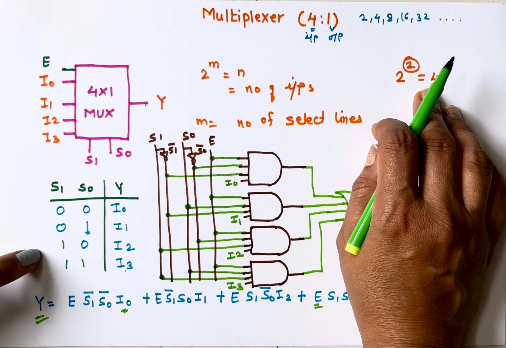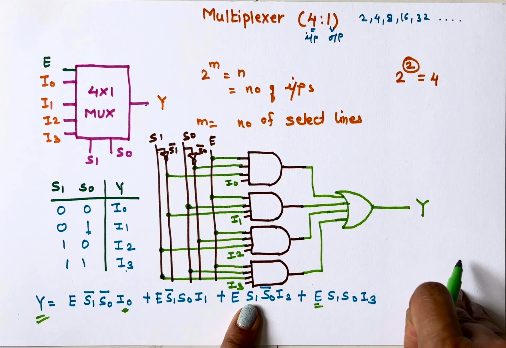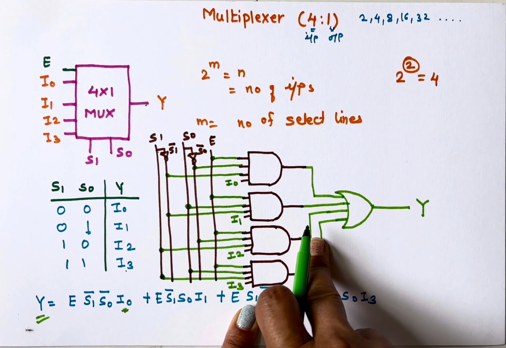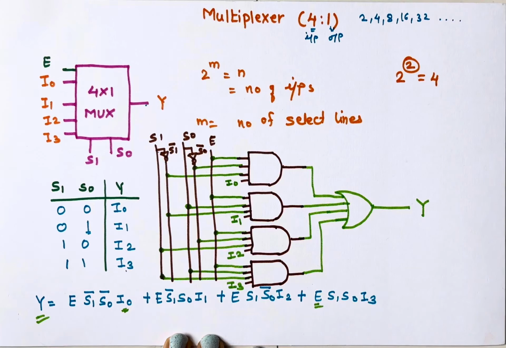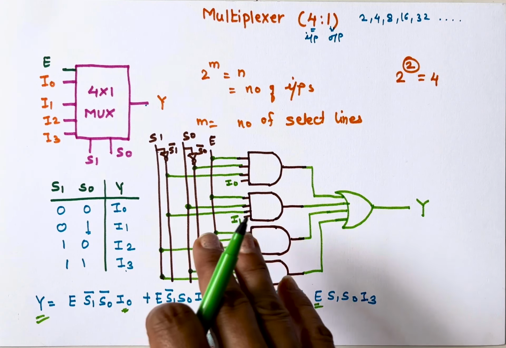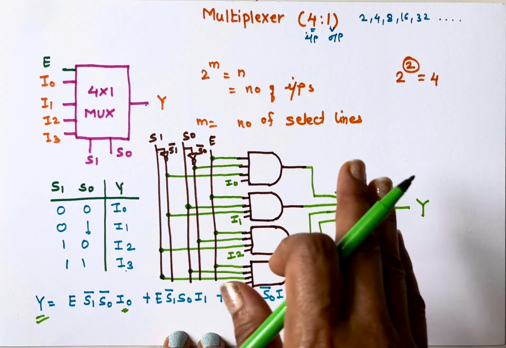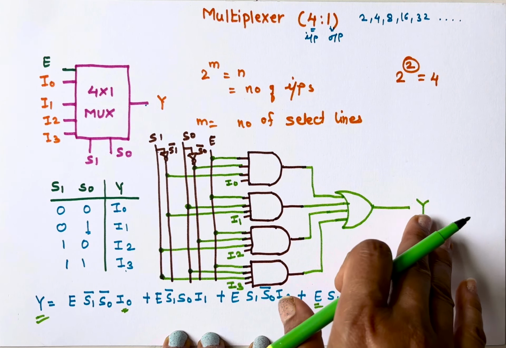Then the truth table is very important. From this truth table, you'll get this equation. From this equation, you can draw this diagram. Now, let's see, as I told you in the beginning, that we can implement any gate, any circuit using multiplexer. Multiplexer is a very, very powerful combinational circuit. Now, I will demonstrate how to implement it.